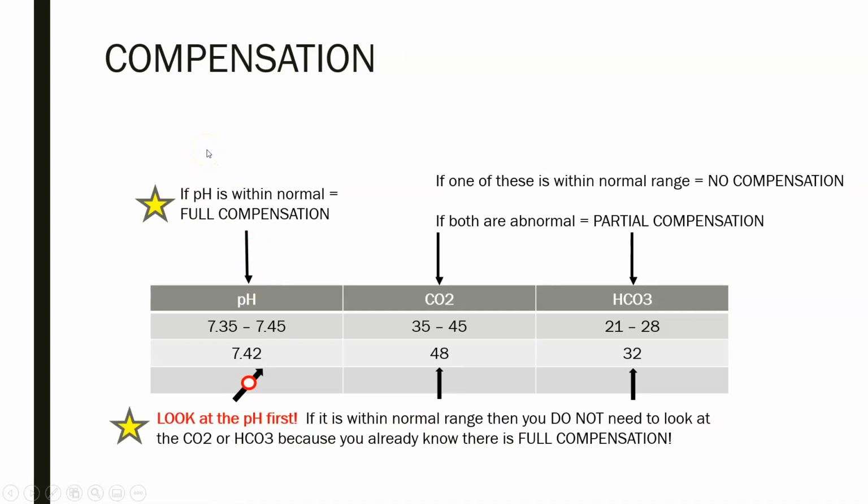So when we talk about compensation, you're going to first look at the pH. If it is within the normal range, then we have full compensation. If you have that, you don't need to look at your CO2 or bicarb because you already know that it is in full compensation. However, if the pH was abnormal, then you would turn to your CO2 and bicarb. If one of these is within the normal range, there is no compensation. If both are abnormal, they are both doing their part, so then it's partial compensation.